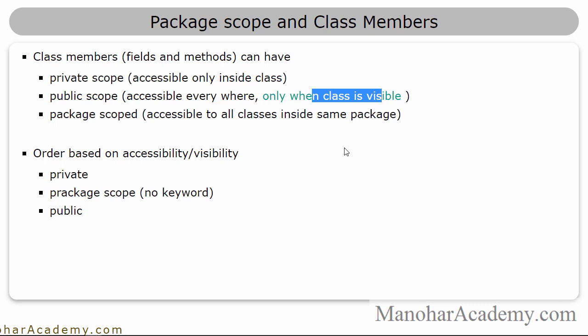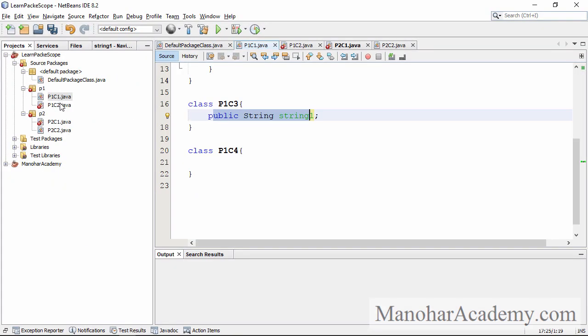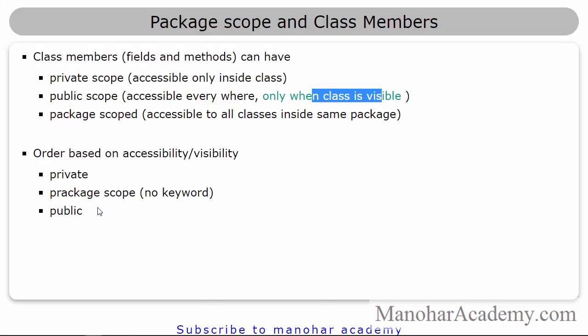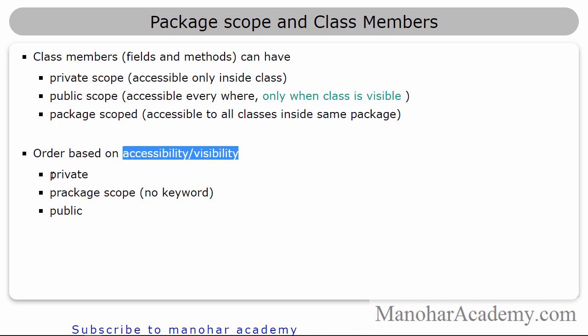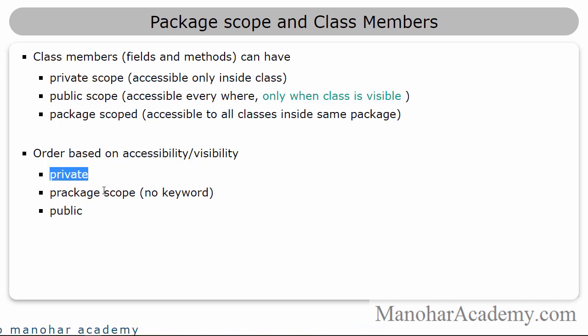Okay, that is all about package scope. It is very easy to remember as long as you understand the package. What is a package? A package is nothing but a container for all the classes that work together, or provide similar functionality, and should go together. And you should be able to understand the accessibility: if it's private, it is accessible only inside the class. If it is package scoped, it is accessible only inside the package. And if it is public, it is accessible outside the package also.